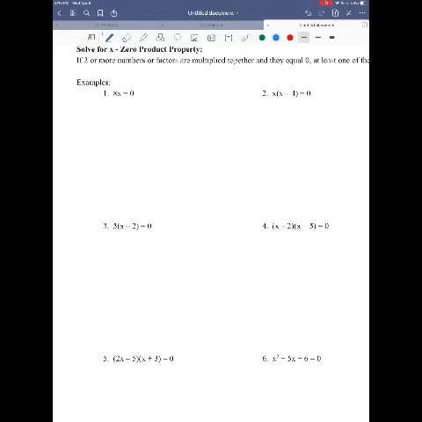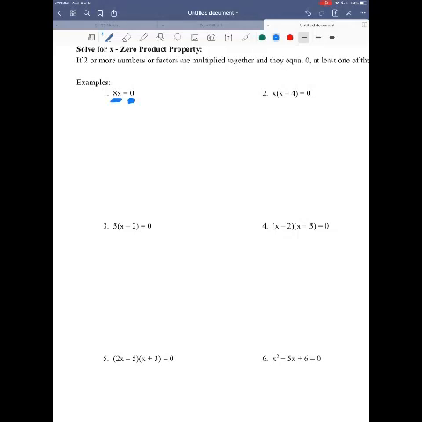Now, I just want to have you notice a couple things. That's a product, okay, because that is 8 times x. And notice it is equal to 0, okay? To do problems like this, one side of the equation has to be a product where there's multiplication, and the other side has to be equal to 0. Okay, so that is the setup for any problem like this.